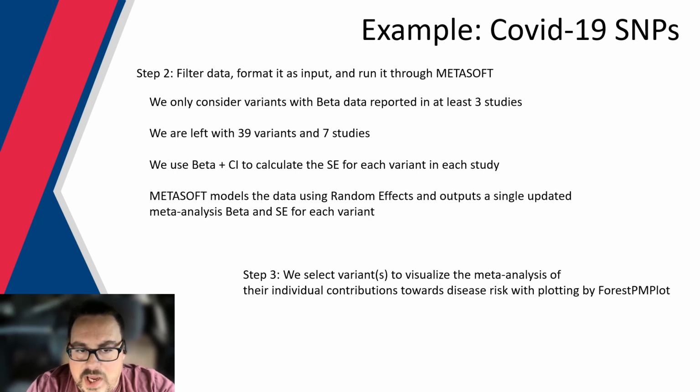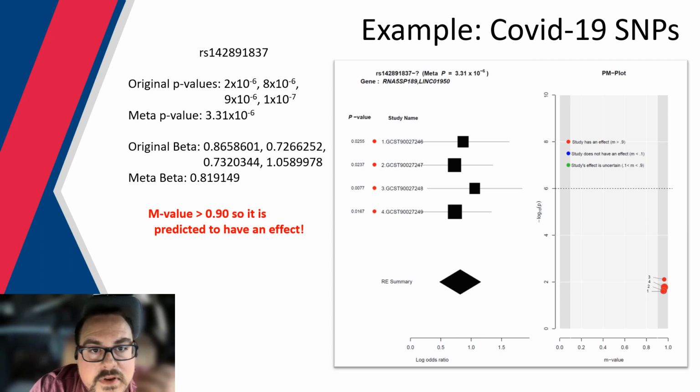So we have our output file now for every variant. We have our composite beta and the M value. And the ForestPMPlot looks at plots on an individual basis. So we would select one variant at a time from that list to look at the contribution. There's one variant that actually appears in 4 studies, and so that's the one I decided to look at for ForestPMPlot. So this is the variant here at the top, RS142891837. We have our original p-values and our original beta, and then the MetaSoft meta values.